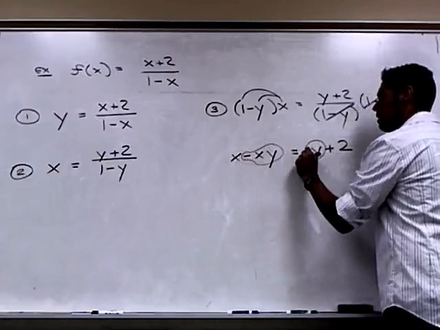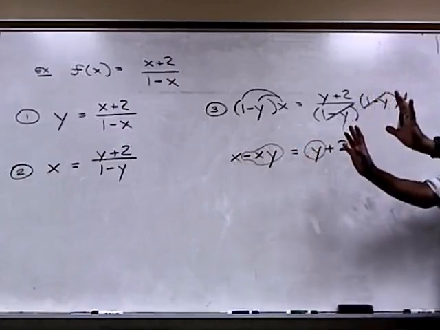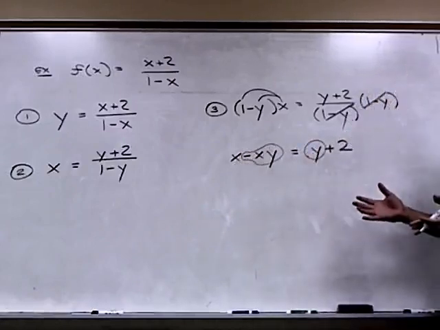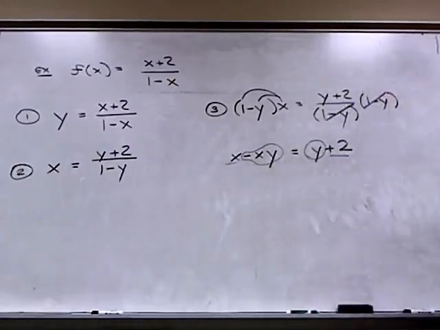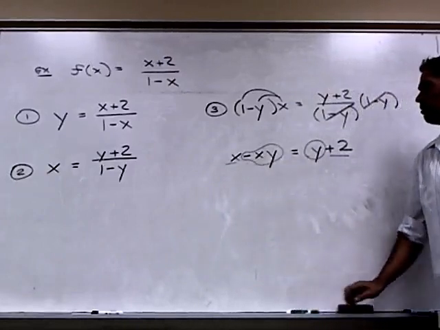This has y. I'm going to put those on one side of the equation. Everything that does not have a y, this and this, I'm going to put on the other side of the equation. So I'm going to separate them, left side, right side. It doesn't matter which side you go.